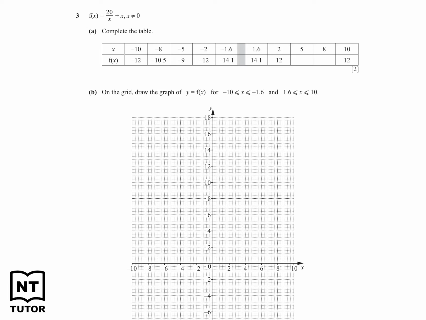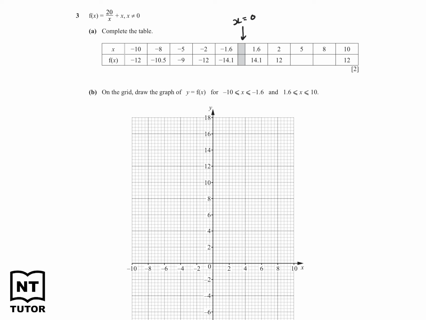f(x) equals 20 over x plus x, where x does not equal 0. This means that for the function, there is no value at x equals 0, and we do not draw a graph there. A. Complete the table. The table is missing two values for 5 and 8.